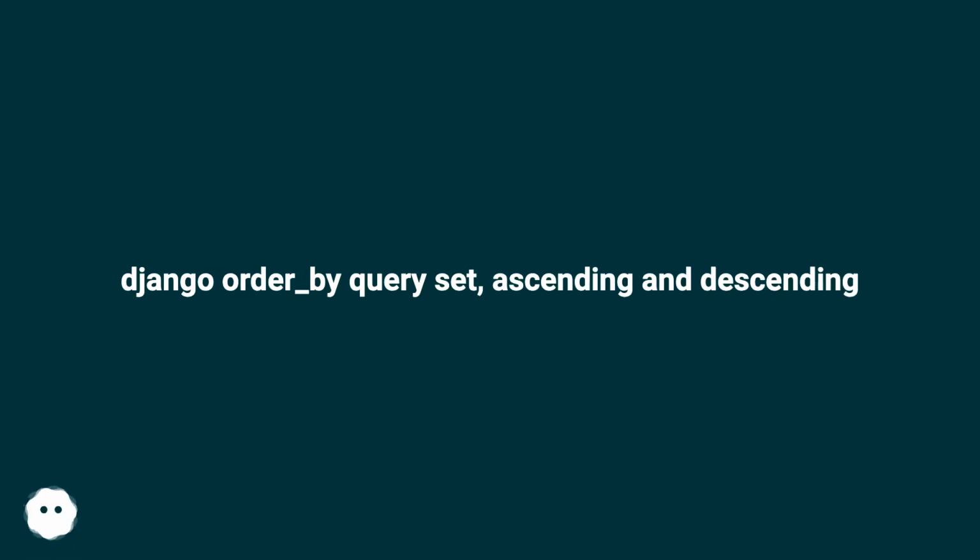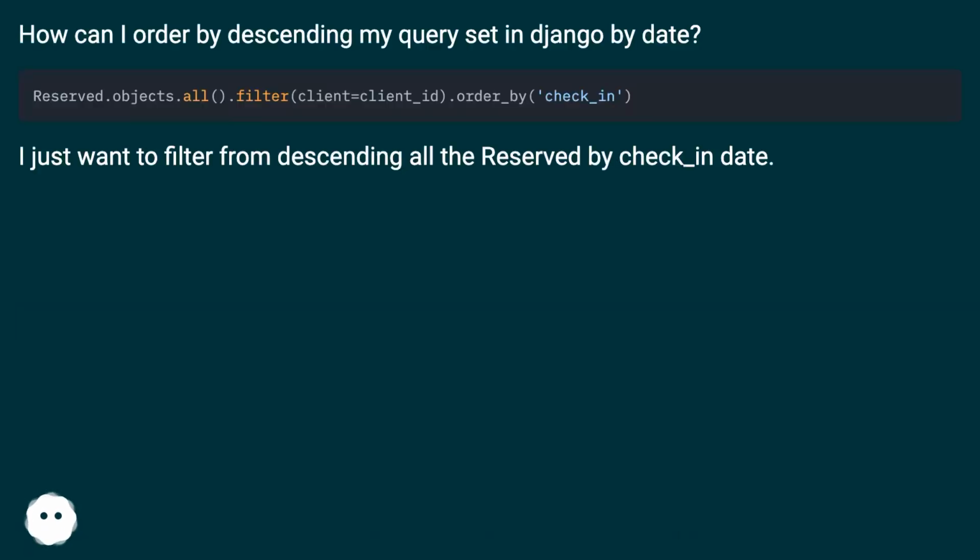Django order_by query set, ascending and descending. How can I order by descending my query set in Django by date? I just want to filter from descending all the reserved by check_in date.